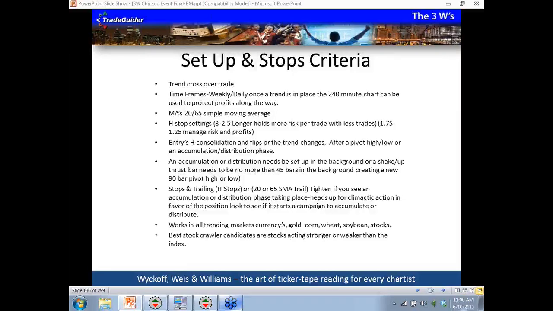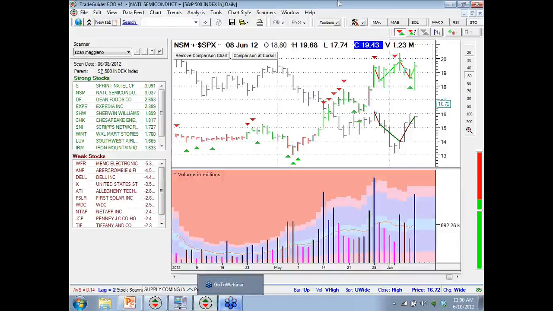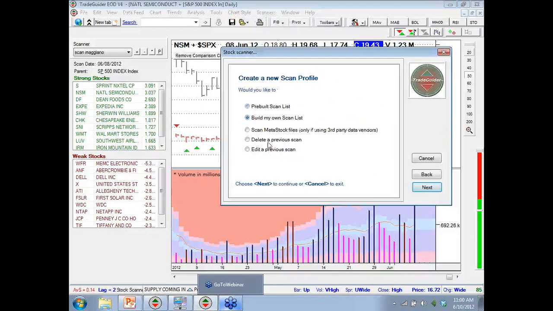Okay. Excellent. Pull that out. Just quickly show you. Ah, there it is. So if we were to do a scan, basically I'll start a fresh one, build my own scan list. So what we're looking at here, hopefully you can hear me on the internet. We're basically looking for, this is based on Wyckoff. This is all Wyckoff, and it was developed by Tom.